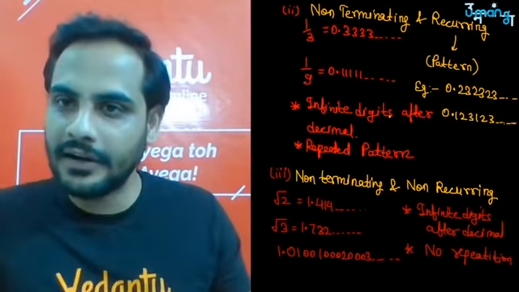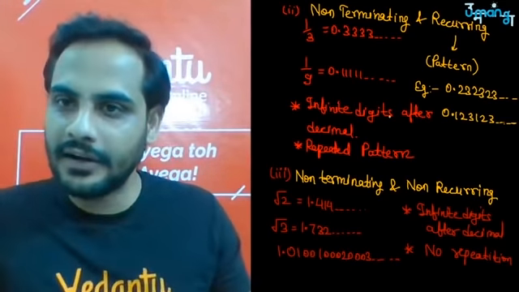And then comes the third category, that is your non-terminating and non-recurring, in which there will be infinite digits after the decimal. That means the number of digits after the decimal will never get over. There will be digits, and there will be no repetition at all. You cannot say that this thing is repeating itself again and again. There will be random numbers without any repetition order. So that is your third category, non-terminating and non-recurring. Now out of these three, which one is rational, which one is irrational? Let us discuss that part.